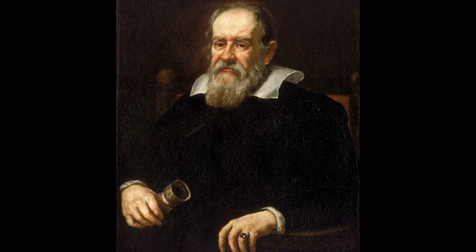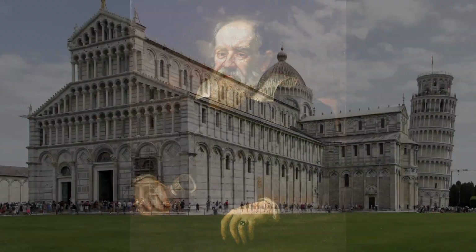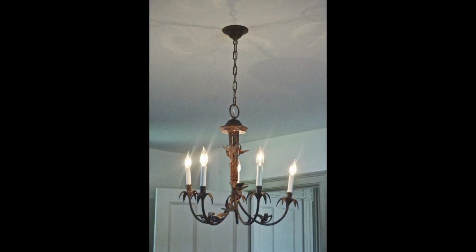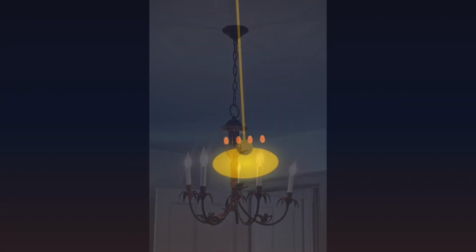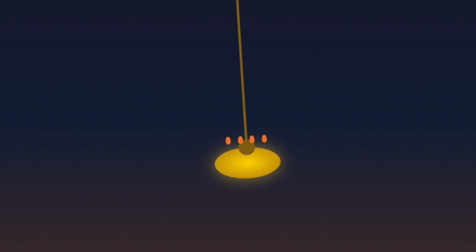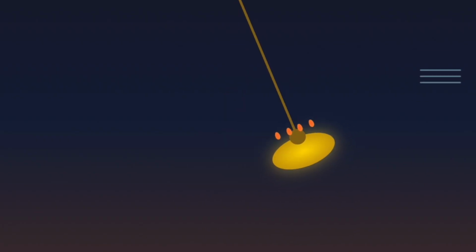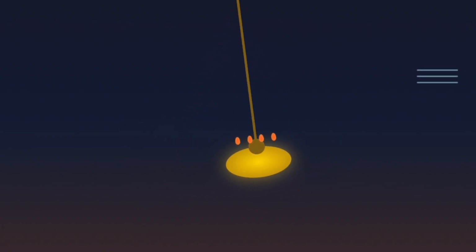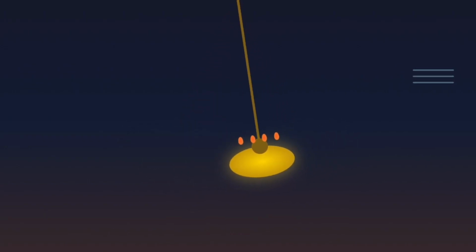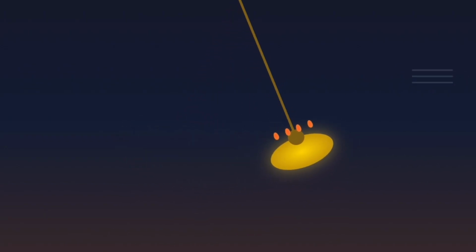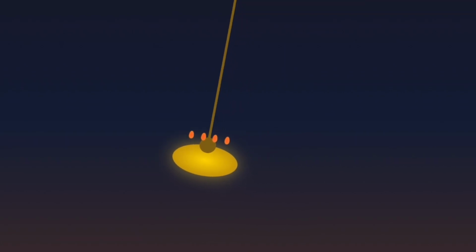Legend says that the famous scientist Galileo Galilei worked in the Grand Pisa Cathedral, where a huge chandelier hung from the ceiling. He noticed that the chandelier was swinging gently in the wind. Sometimes, when strong winds blew, the chandelier swung in larger arcs. When the wind weakened, the swings became smaller.